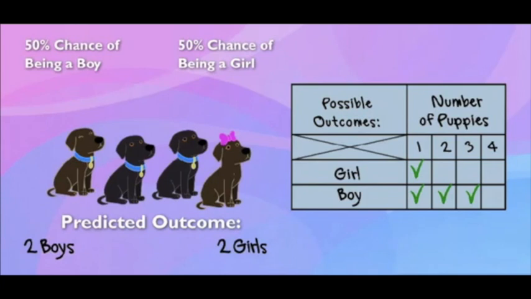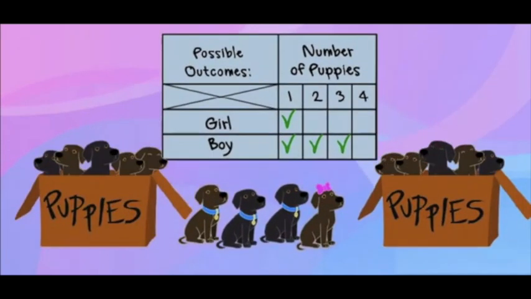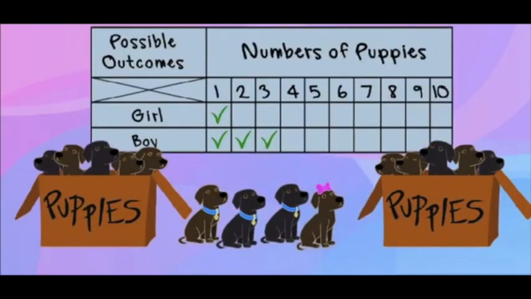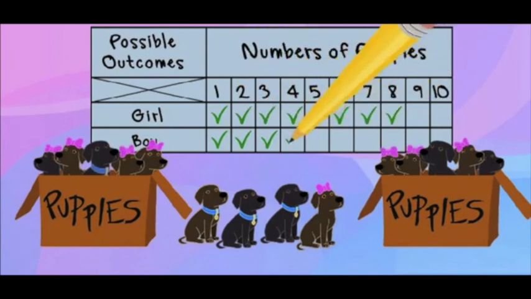Hey, what about our prediction and 50-50 chances? Well, predictions aren't always exactly correct. The actual outcomes can be different. Yeah, I see. But I bet if there were more puppies, over time, the outcome would be close to 50-50.